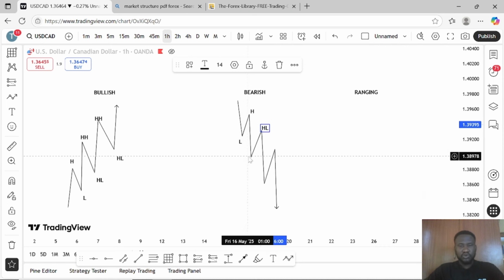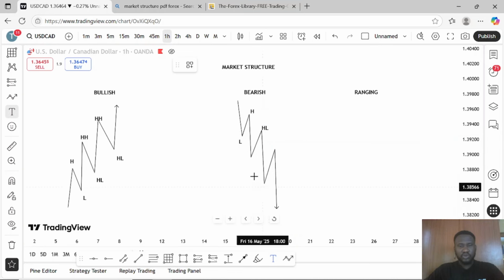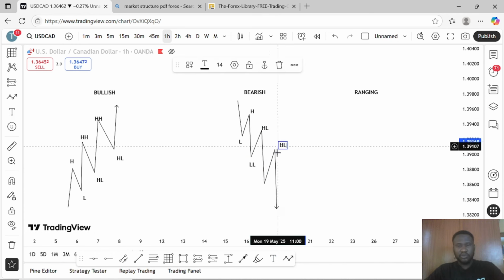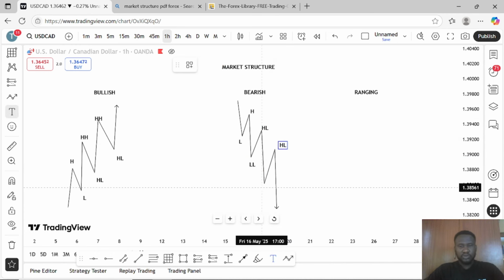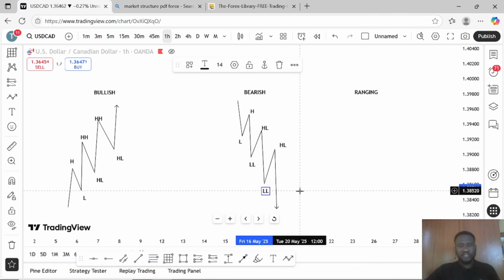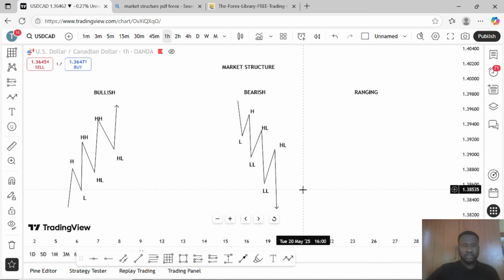And this low here is lower than this previous low. So what will you call it? You'll be calling it a lower low. Can you see it? Then that is how it continues: lower high, and lower low. That is how it continues that way. You can see how it is done. That is how the bearish market structure is read.